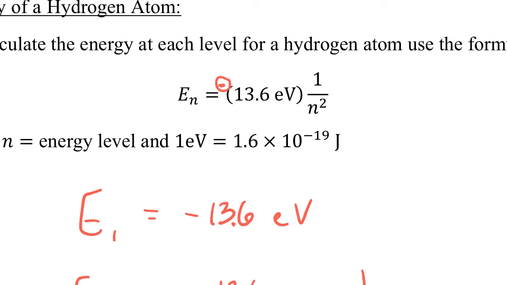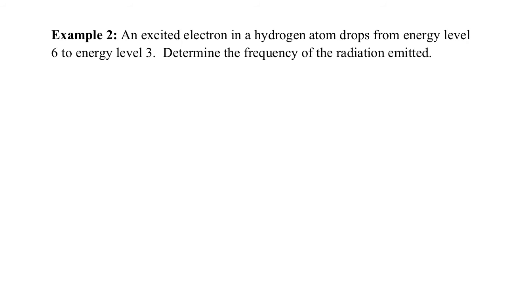So let's take a look at mathematical here. This will be given in the problem, so you don't have to memorize this. Is that clear? That'll be given to you. As an example of this, an excited electron in a hydrogen atom drops from energy level 6 to energy level 3. So it's going to be energy level 6 minus energy level 3 equals hf. Again, my formula being this.